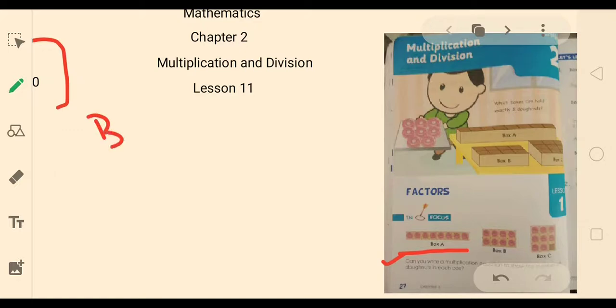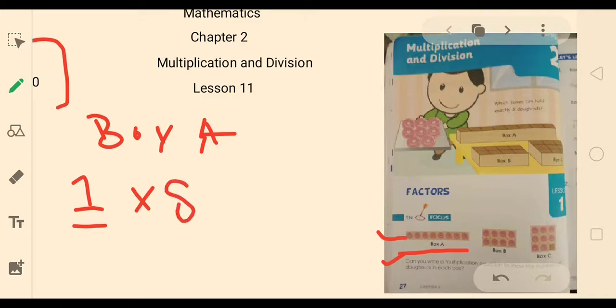Box A. How many rows in box A? There is 1 row in box A. And how many donuts in 1 row? 1, 2, 3, 4, 5, 6, 7, 8. It means there is 1 row, and in 1 row there are 8 donuts. So how many total donuts in row 1? There are 8 donuts. Is it clear? In this way you will write the multiplication equation.